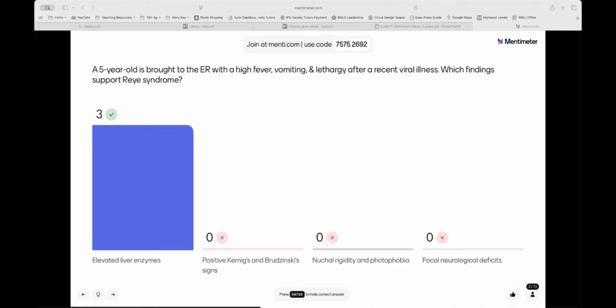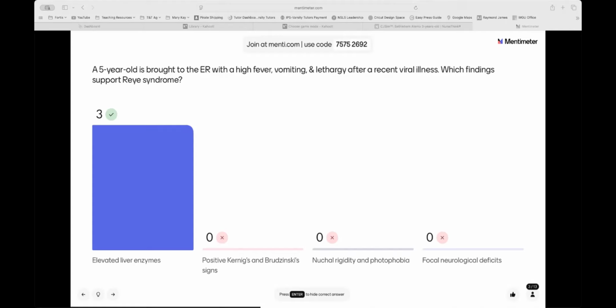Yep, our elevated liver enzymes would match that diagnosis. The other choices that you see there are symptoms of meningitis, so our positive Kernig's or Brudzinski sign, nuchal rigidity and photophobia. Those are all signs of meningitis.